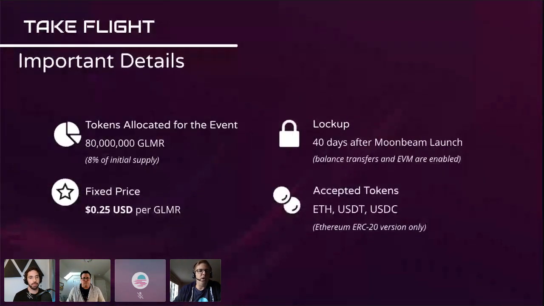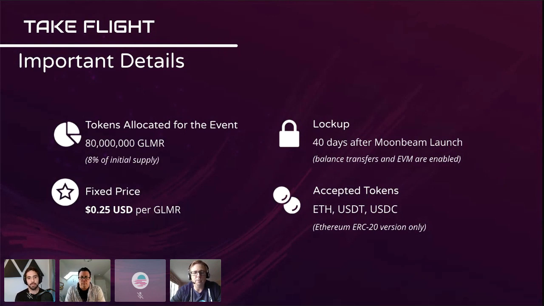So really important to note. Well, firstly, I think this is well documented on the foundation site. 80 million of the Glimmer supply was allocated for the event. They're going to be sold at a fixed price of 25 cents USD per Glimmer. There is a lockup of 40 days following Moonbeam launch.